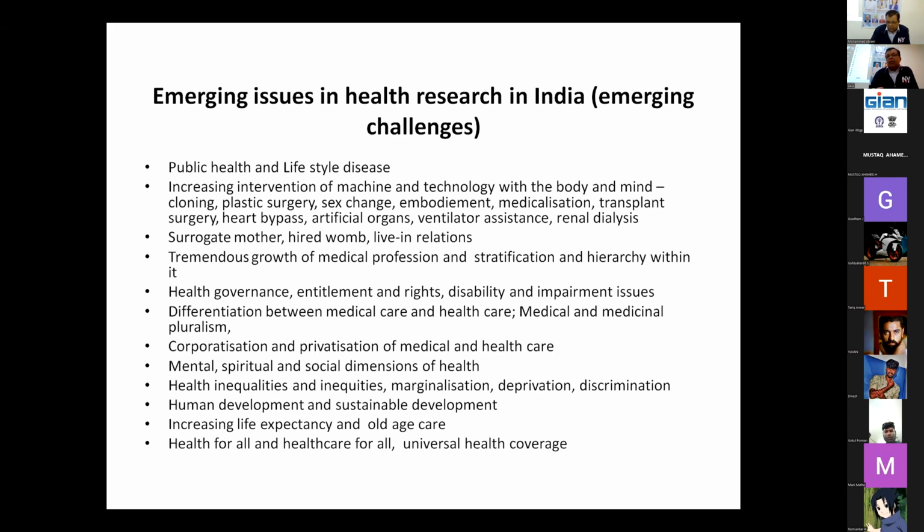Then sex change. This sex change is a huge core emerging issue. We don't know what may happen after 10 years or 20 years. What percentage of people may think of going for sex change? Then embodiment, the way the body is responding to the interventions. Then the massive medicalization. Then transplant surgery. We are seeing every day that some people are getting kidney transplantation or other important organs of the body, right? So what kind of complications are these going to create?